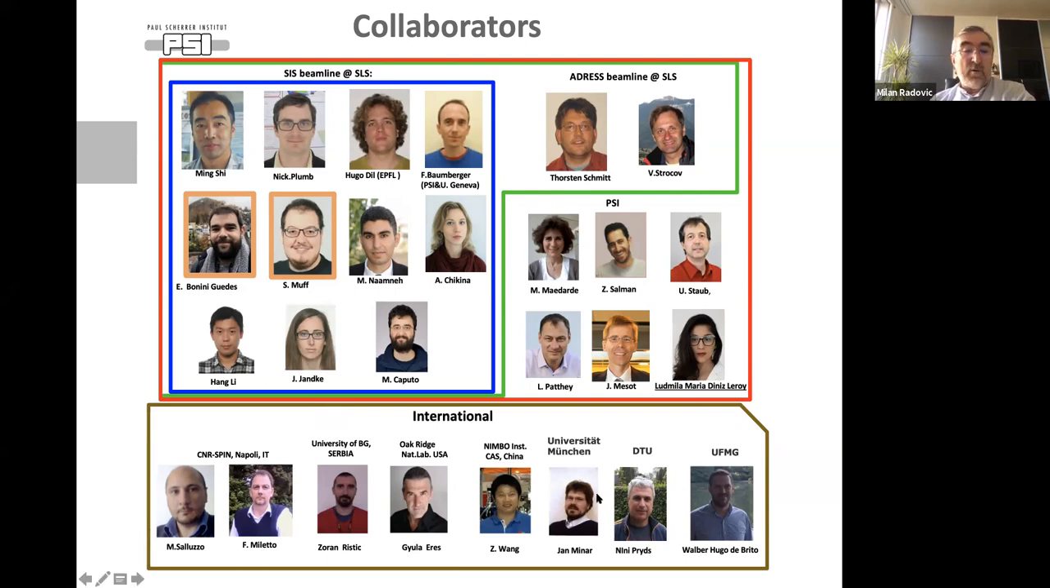So we have very important international collaboration and support for this kind of project, and especially for this work, there is also, let's say, Professor Hugo De Brito from your university. His input was, I would say, crucial to put everything under one roof of this work. You will see actually what I meant now.